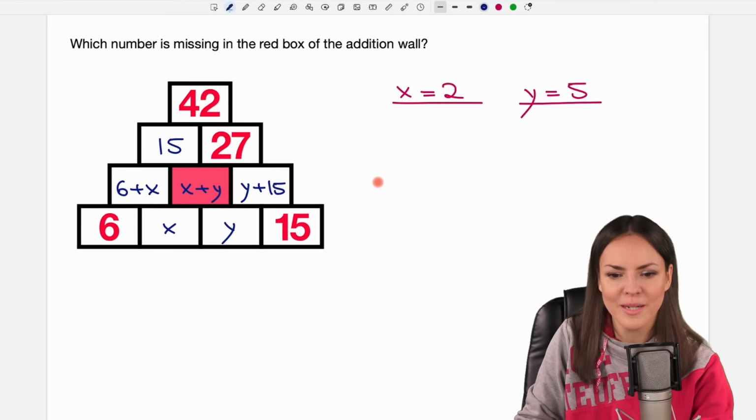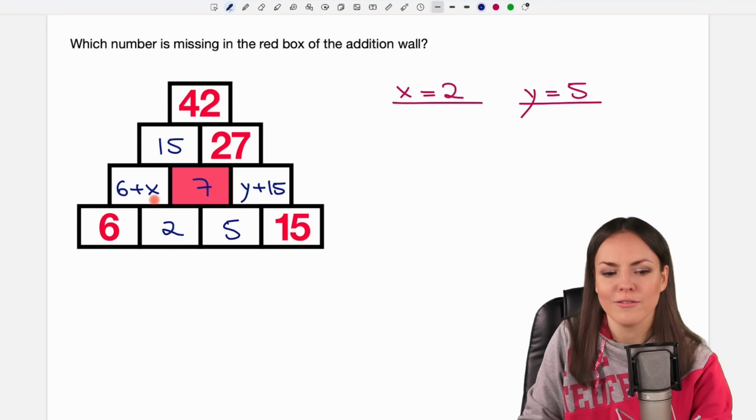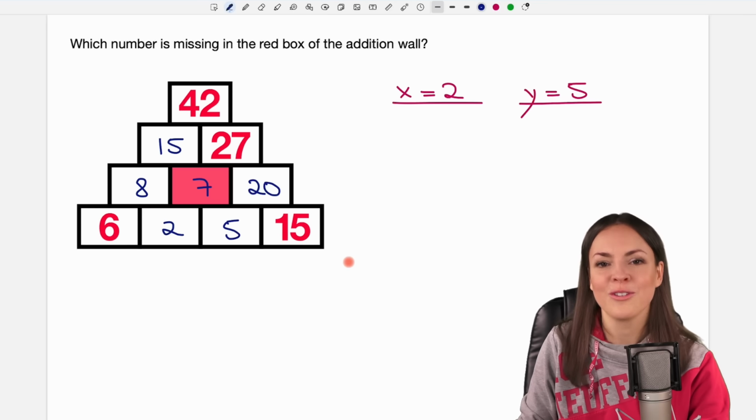We go back to the beginning, where we had our addition wall. We have x, which equals 2 now, and y, which equals 5. We were looking for the red box, so we just have to add these two. It's 2 plus 5, which equals 7. Of course, you can fill out the other boxes as well if you want to. We have 6 plus 2, which equals 8. And on the other side, we have 5 plus 15, which equals 20. And then this wall works, and we've solved this problem.